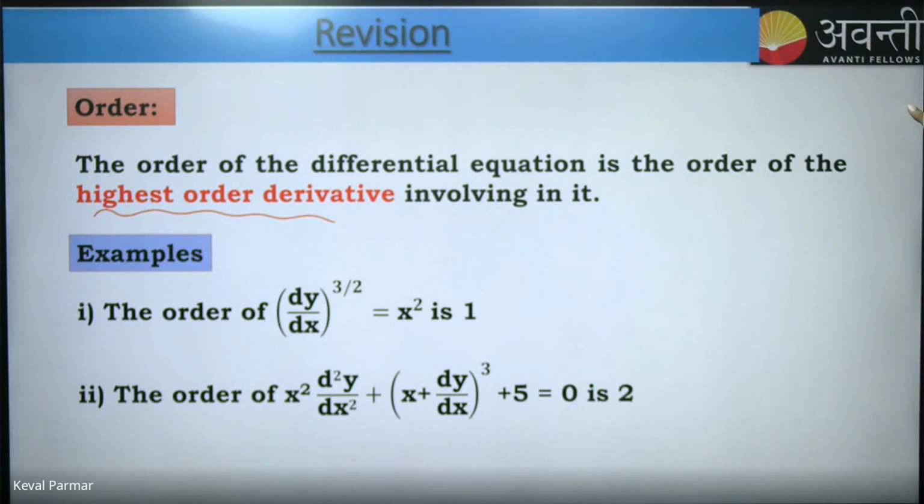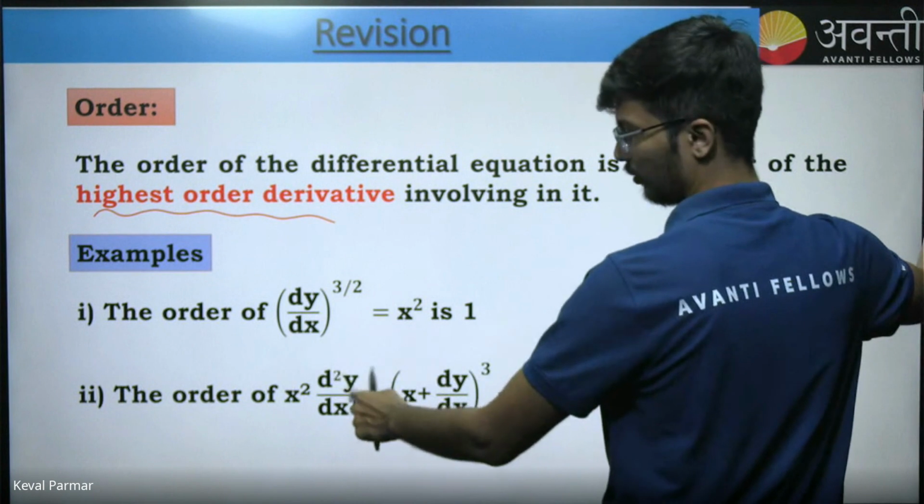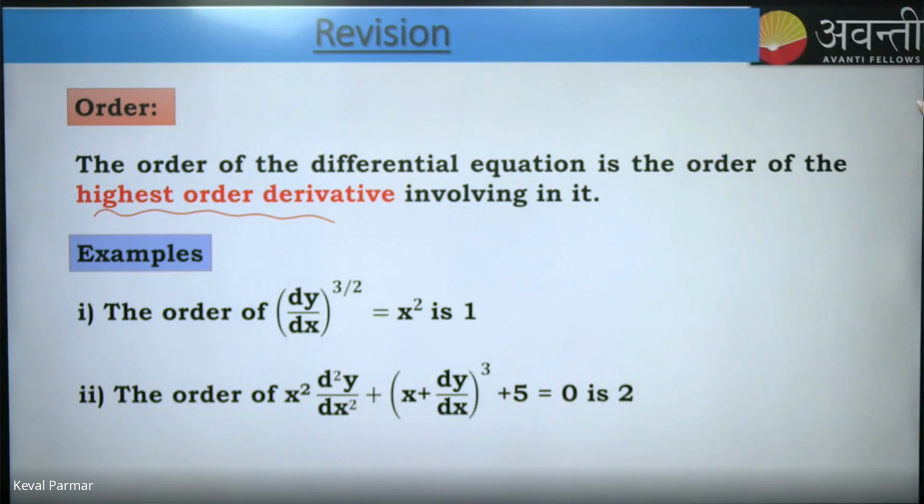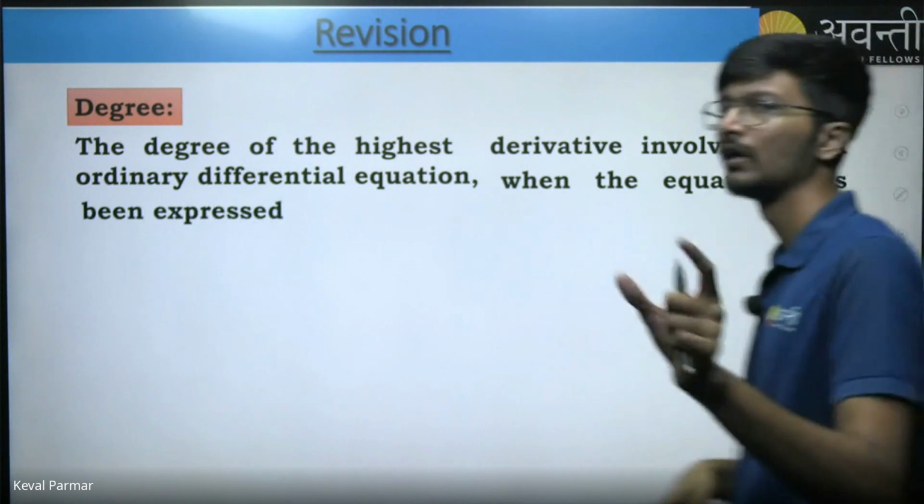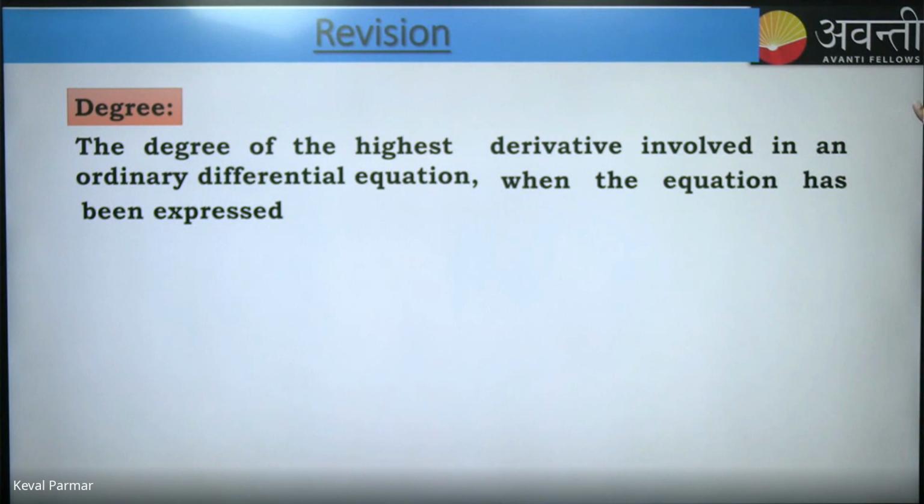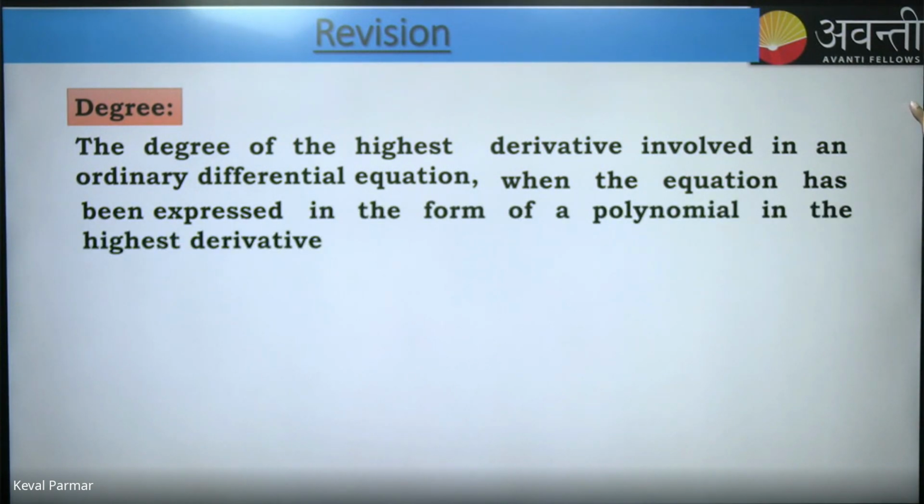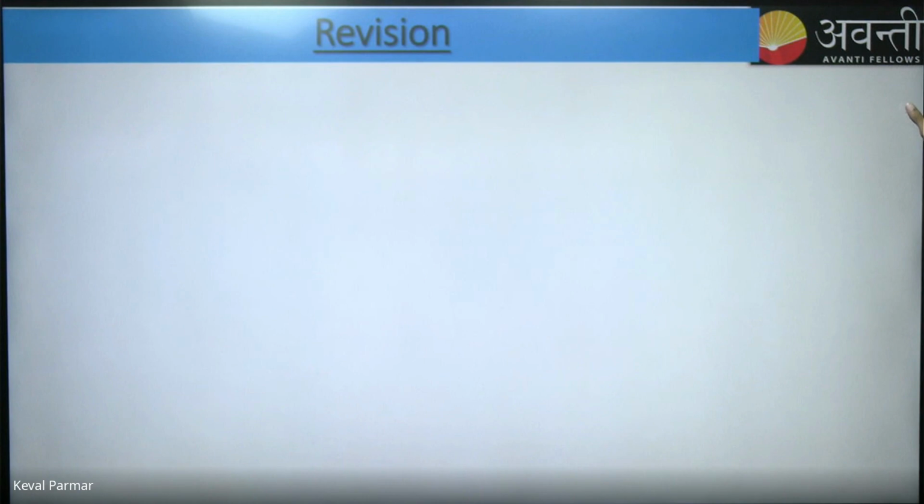Here the order is 1, because here only dy over dx is present. Here d2y by dx square is present, so order is 2. What is the degree, guys? Degree is the power of the highest ordered derivative, when the equation has been expressed in the form of a polynomial. Such questions obviously are not asked, guys, in JEE.